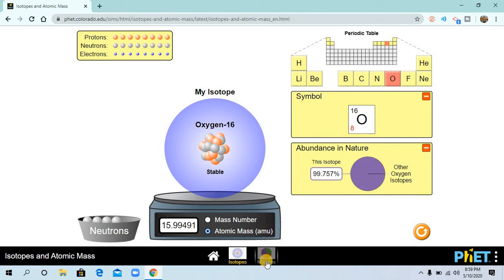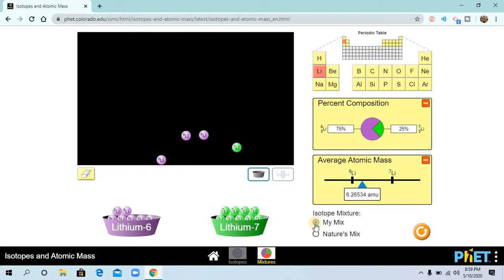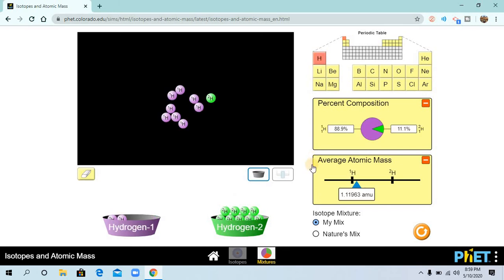Now, after completing your isotope work, try playing with the number of elements given over here. After that, you can go to the mixture. You can try the mixtures over here. You can make your own mix. You can even try your own mixture, right? Let's erase it. Okay, I want to go with hydrogen. Let's go for hydrogen.